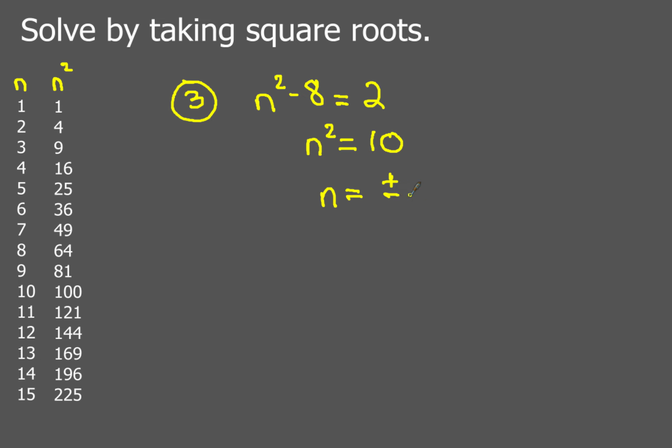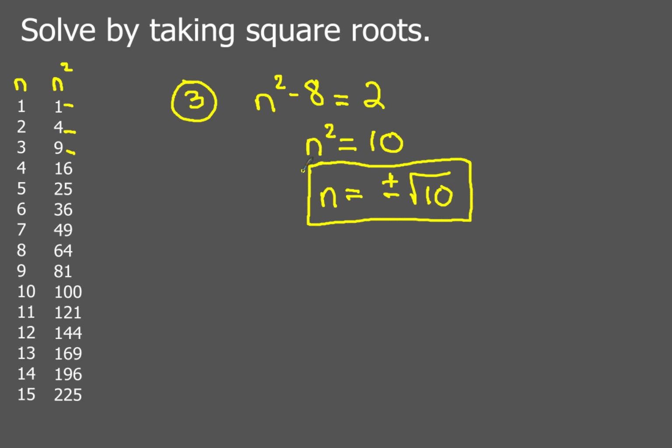So we have plus or minus the square root of 10, and then I look over in my chart, the closest perfect square number without going over is 9. 9 doesn't go into 10, 4 doesn't go into 10, and 1 doesn't go into 10, so that's it. We're done. N equals plus or minus the square root of 10.